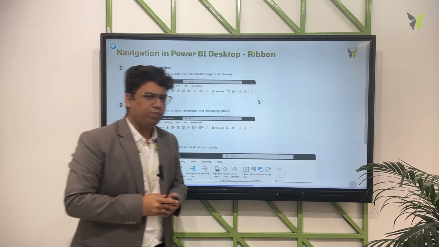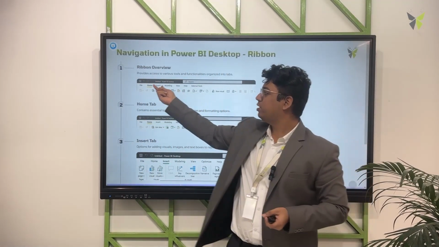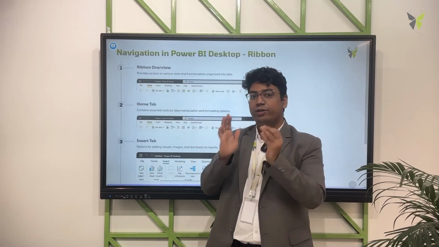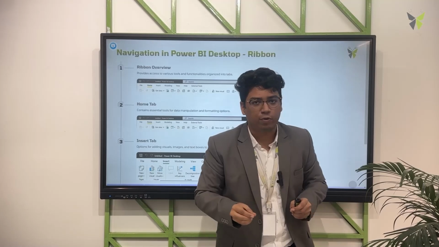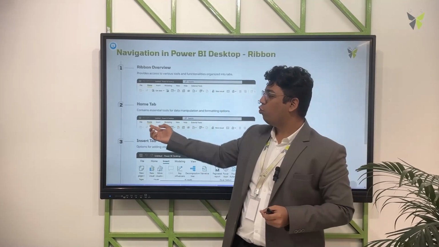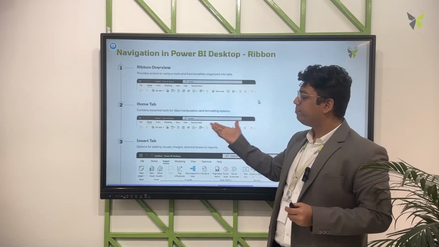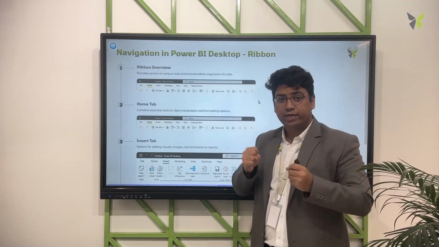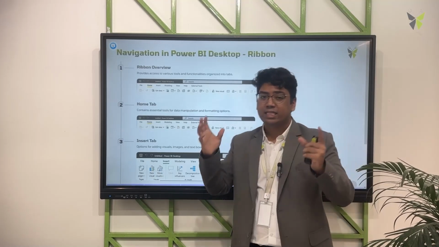Navigating Power BI Desktop. Power BI gives you a ribbon. As you can see, this ribbon has multiple tabs with different groupings, and each group consists of various functionalities. In the ribbon overview, you can see there is a home tab. In your home tab, you can get data; there are multiple options to get your data. You can create new visuals from here, and you can create text boxes from here.